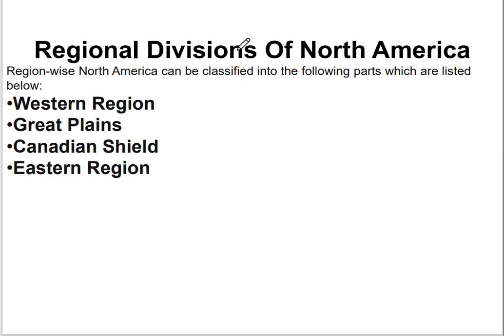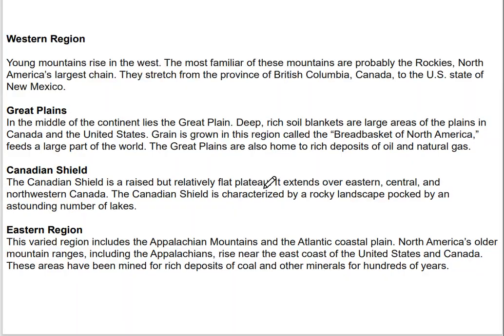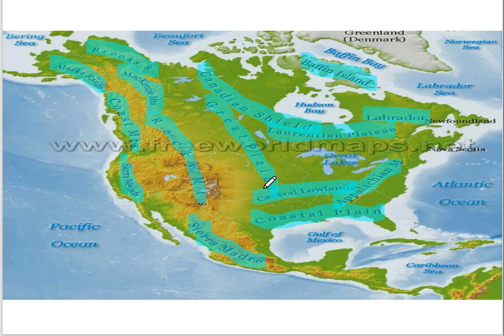Next, see regional divisions. First of all, we have to discuss this one. In this picture, here is the Bering Sea and the Bering Strait also, which separates Asia from North America. The next one is the Panama Isthmus, which connects North America to South America.